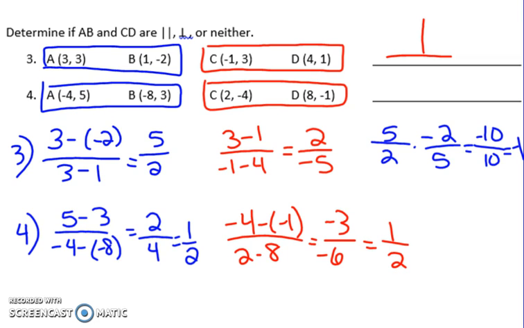-3 over -6 simplifies down. And this is why it's important to always take your slope and simplify it as far down as possible, because that's the only way we can compare things, if they are in their simplest form. Well, I have 1/2 and I have 1/2, making those two slopes parallel to each other because they are exactly the same number.